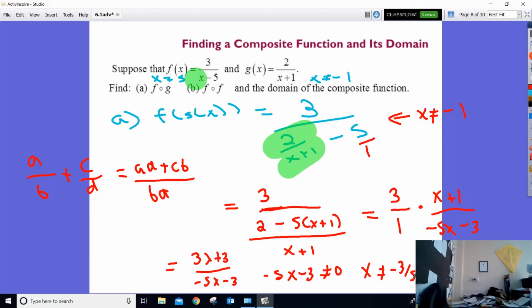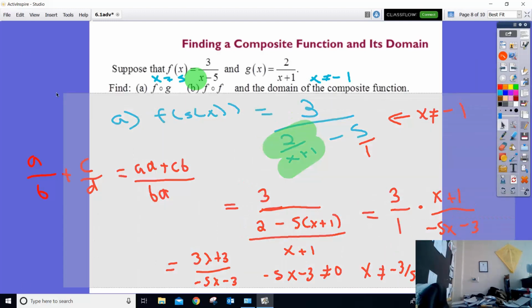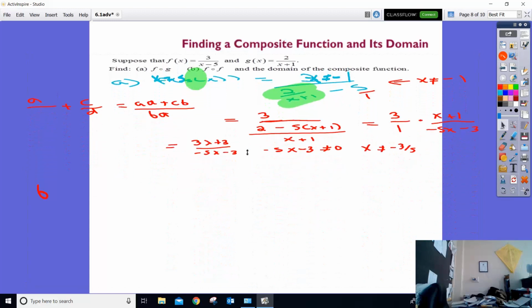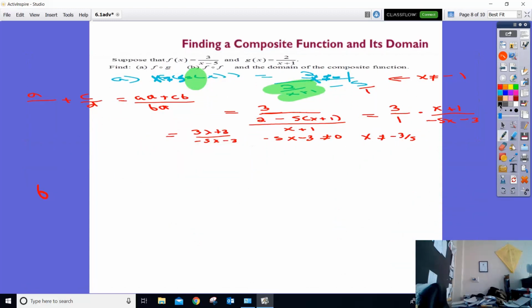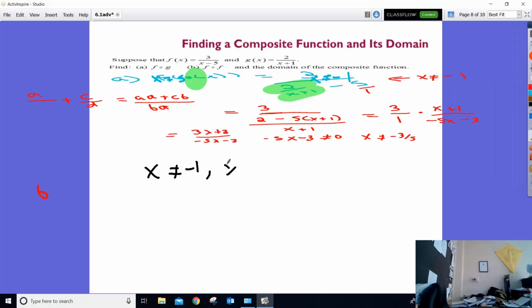So there were two things x couldn't be. There was something at the moment of inception, and there was something when everything was said and done. Two things it couldn't be. Let's talk about what it couldn't be. We knew that x could not be negative 1, and we knew that x could not be negative 3/5.